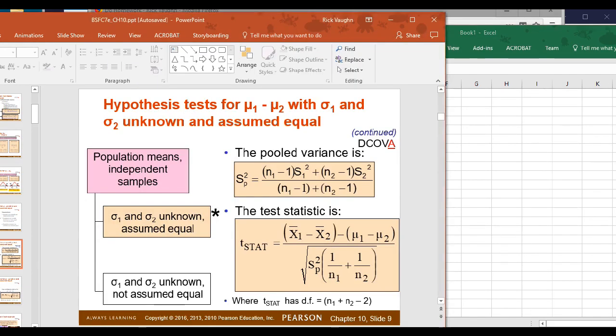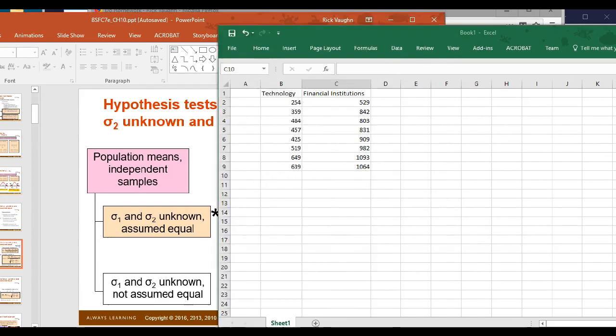So look back over at the PowerPoint slide. We again need to compute the pooled variance, but in order to compute the pooled variance, I need the sample sizes and I need the standard deviations. These are the sample standard deviations. So we're going to put on here the count. This is going to be the n.